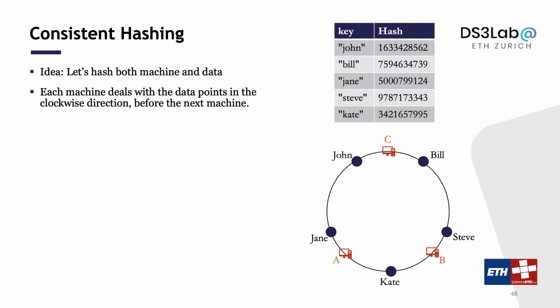And my protocol is, if you run in a clockwise direction, one machine only deals with all the tuples that are hashed to the interval in a clockwise way between this machine and my next machine. For example, here, Bill and Steve belong to machine C, Kate belongs to machine B, John and Jen belong to machine A. That's my protocol.